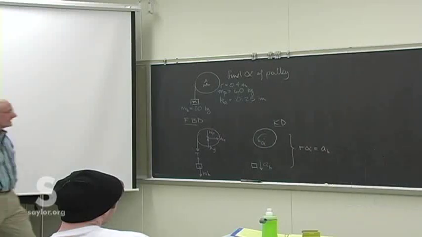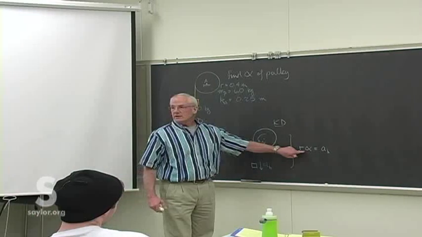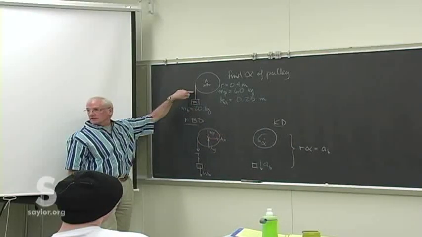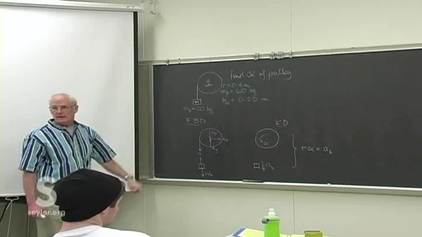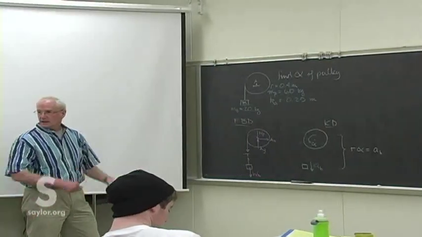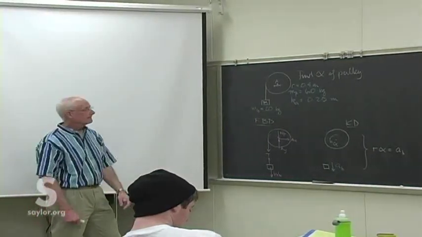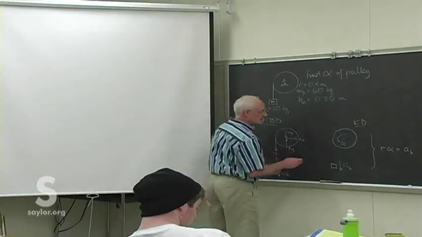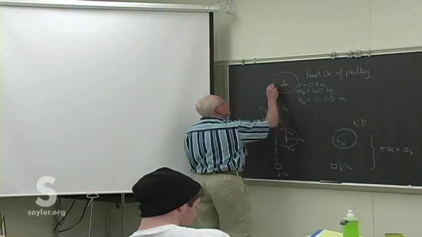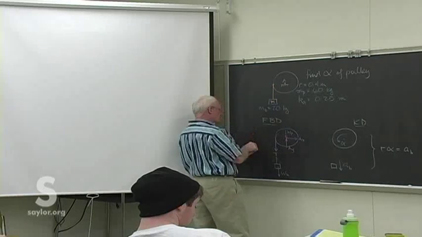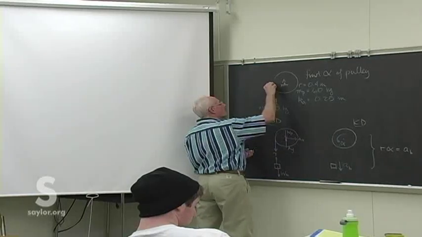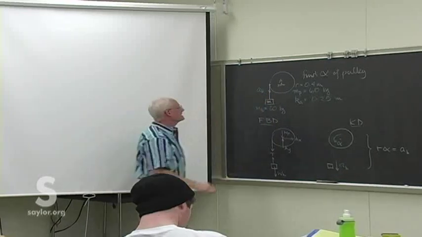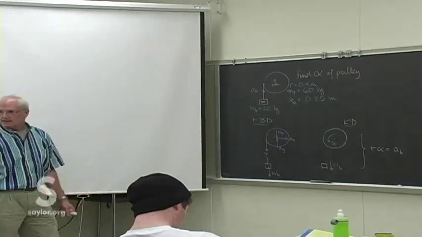Term. That is only true if the rope is not slipping on the pulley. If the rope is slipping on the pulley, not wrapped around well enough, then I can't say that. That's equivalent to saying that this point on the edge of the rim will have the same acceleration as the block at that instant.